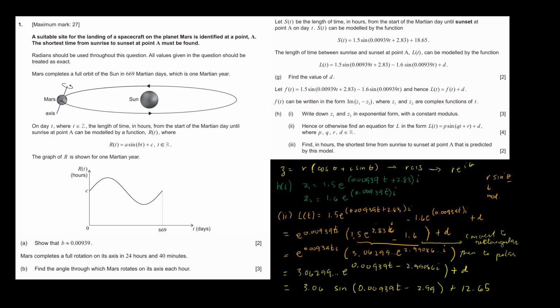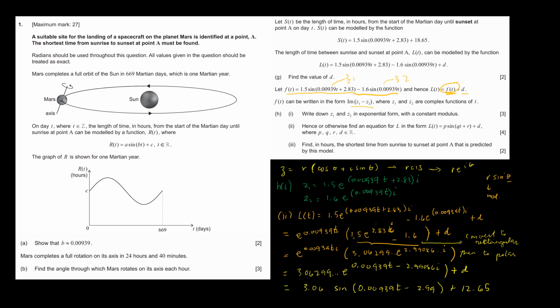For letter H, let f of t be this one, and hence L of t is the function plus D. And f of t could be written in this format, imaginary. So we're using complex functions. Write down c sub 1 and c sub 2 in exponential form. So this will be our c sub 1 and this will be our c sub 2.